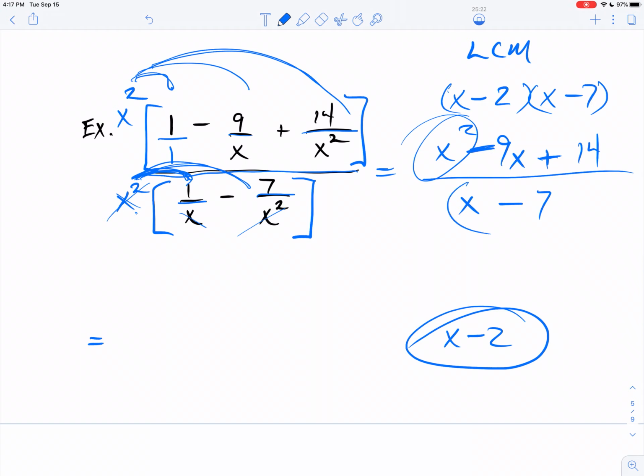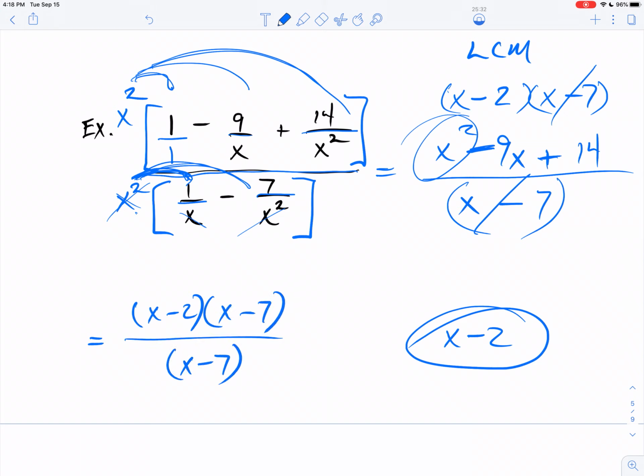And then what can I do? I could take this one and that one, I could knock them out. Let's make that look a little cleaner. If I had factored this, it would have looked like that. On the bottom, I could have put that one in parentheses, and then I could have knocked them out, and there would have been my answer for this question.